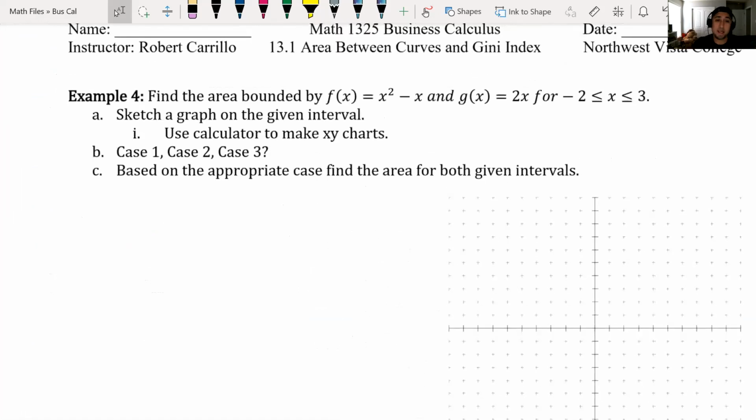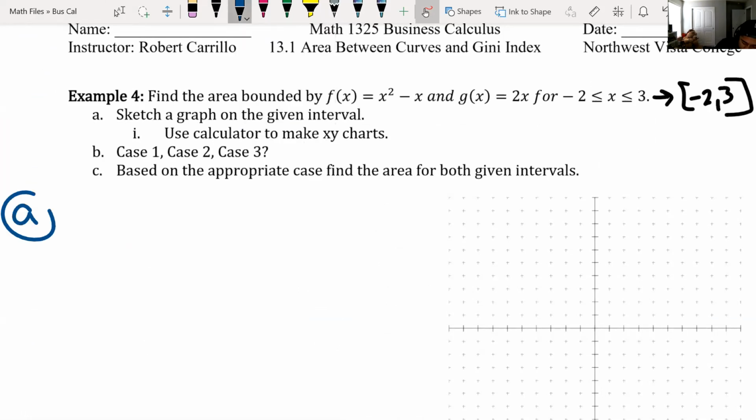Problem 4: find the area bounded by f of x equals x squared minus x and g of x equals 2x for -2 to 3. Hey, it gave us f, it gave us g. That is nice. The only thing you should know, again, is that this is the same as -2 to 3. So, let's do our xy charts.